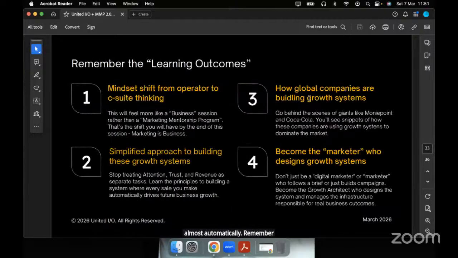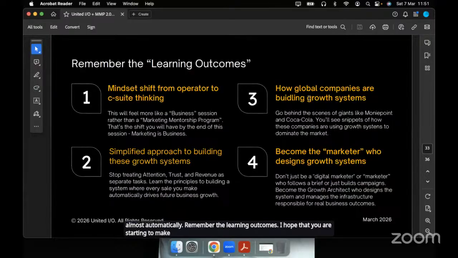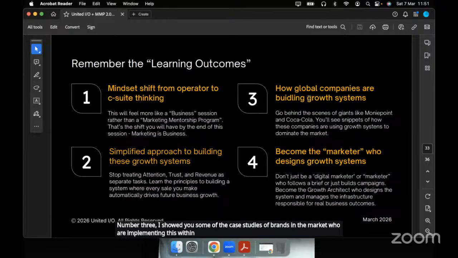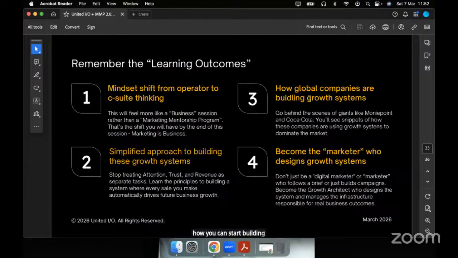Remember the learning outcomes. I hope that you're starting to make that mindset shift to start to think about business. As I said, this will feel like a business session rather than a marketing session. Number two is that this simplified approach of credibility layer, transaction layer, and intelligence layer is how you start thinking about these growth systems. Number three, I showed you some of the case studies of brands in the market who are implementing this within their business. Again, some do well on different layers, and some are doing a fantastic job across all the layers. And right now you also can start thinking about using this framework, how you can start building these growth systems for the clients or the brands that you service.